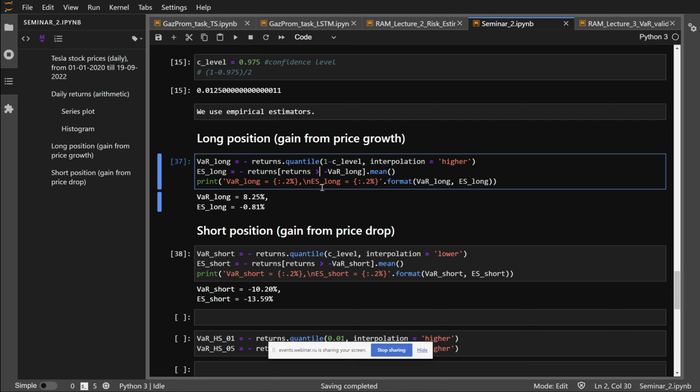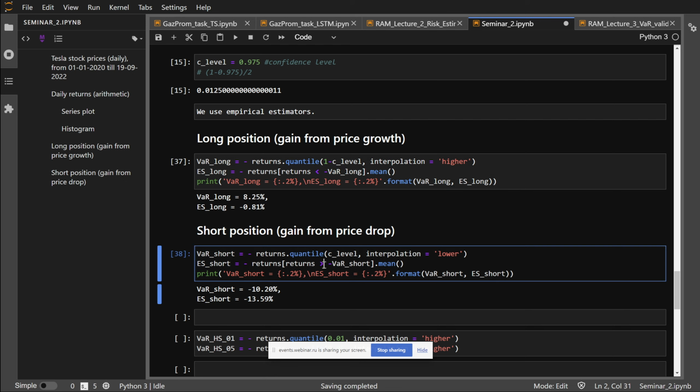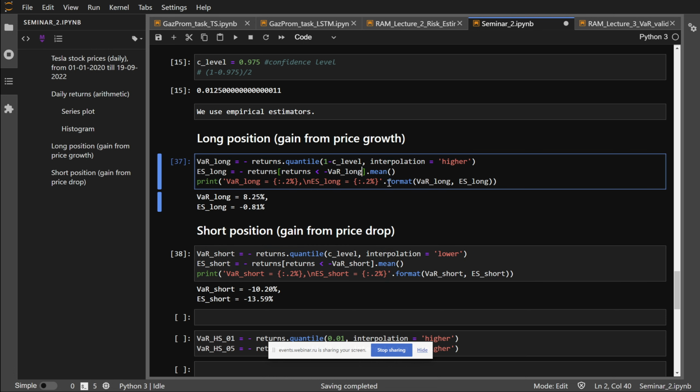So let's start with a long position. We apply the formula that is implemented by Nikolai here. So I think it is correct. At least I don't see anything wrong in it. Now let's take a look at the expected shortfall. So we know that negative values of returns are losses, and we should find losses more extreme than the var value, right? Technically, var long is positive, so we should take the negative value of var long, right? And find returns that are less than var long.